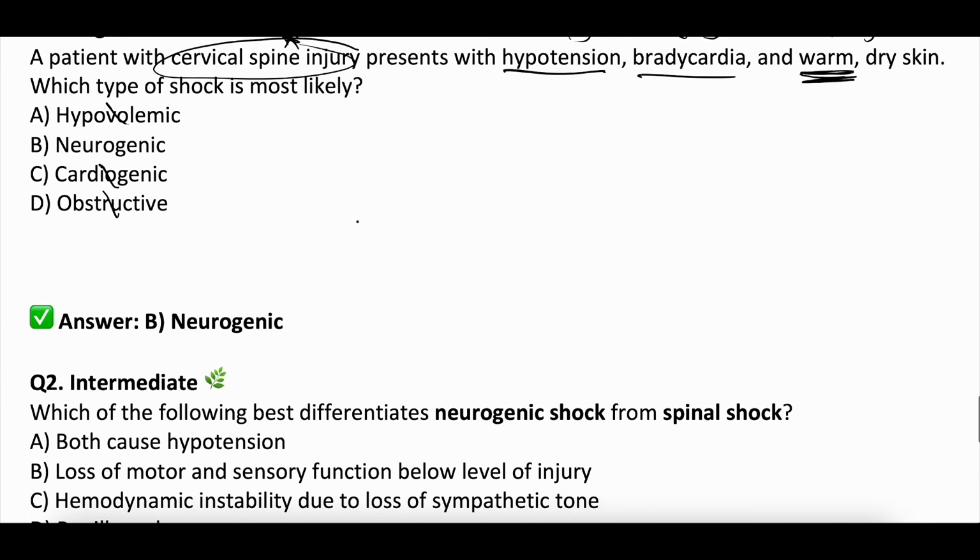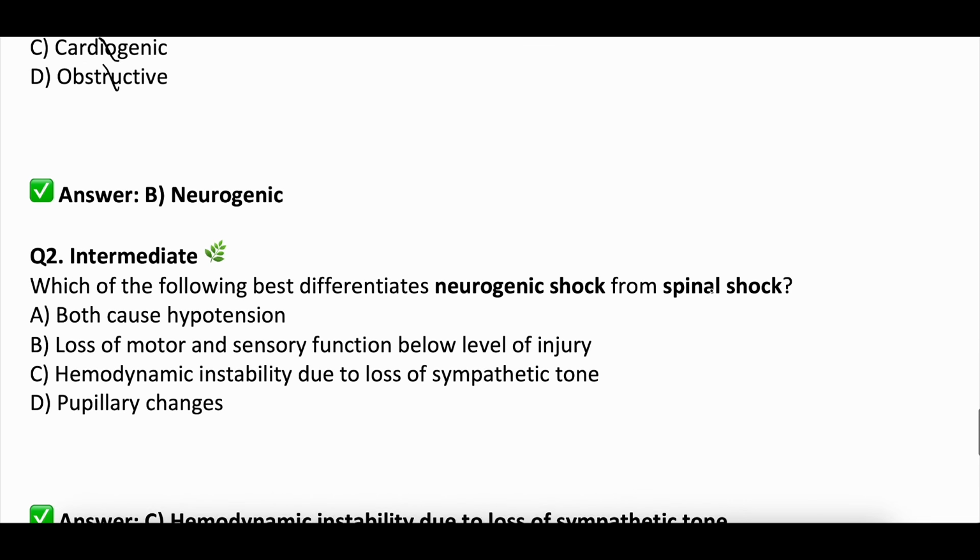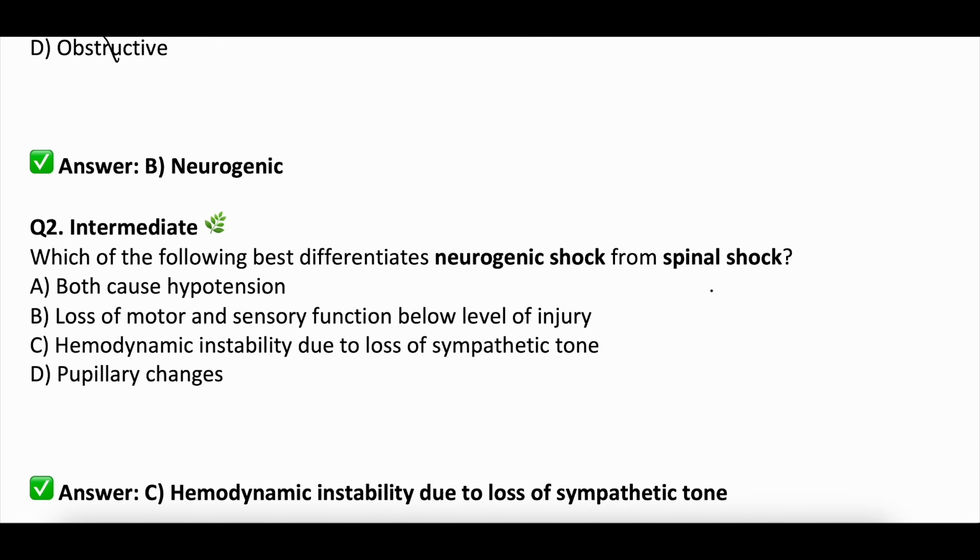All right, question 2, intermediate. Which of the following best differentiates neurogenic shock from spinal shock? A, both cause hypotension. B, loss of motor and sensory function below level of injury. C, hemodynamic instability due to loss of sympathetic tone. Or D, pupillary changes. Pause here if you need to. The correct answer is C, hemodynamic instability due to loss of sympathetic tone.